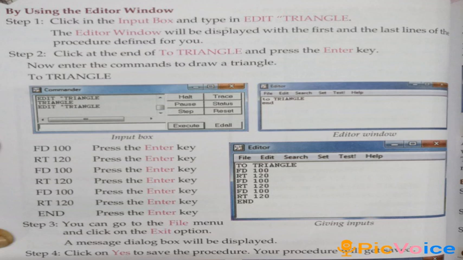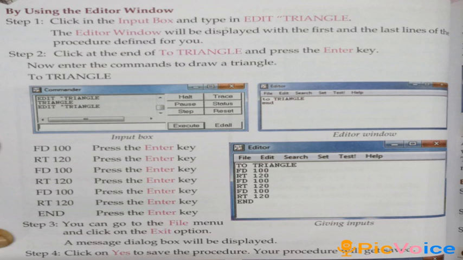Now enter the commands to draw a triangle. To triangle, FD 100, press the enter key. RT 120, press the enter key. FD 100, press the enter key. RT 120, press the enter key. FD 100, press the enter key. RT 120, press the enter key and press the enter key.